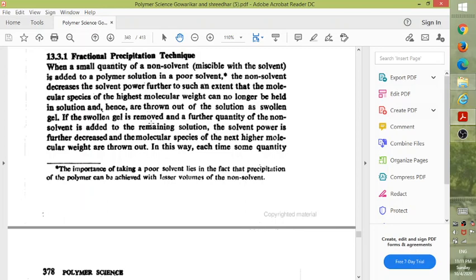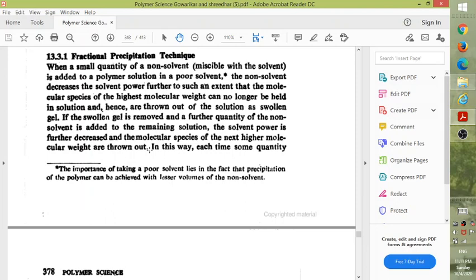If the solvent gel is removed and a further quantity of non-solvent is added to the remaining solution, the solvent power is further decreased and the molecular species of the next higher molecular weight are thrown out. So if you read this, you will get what happens next. Suppose I add now more.